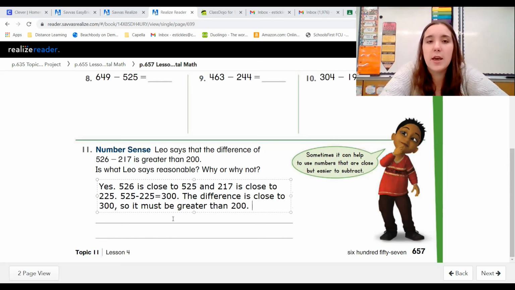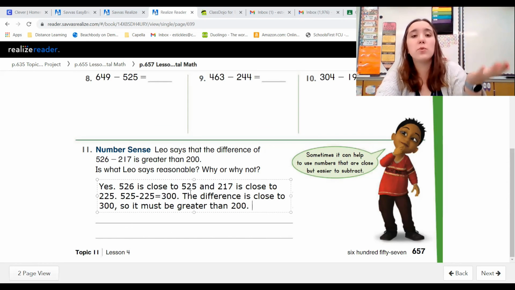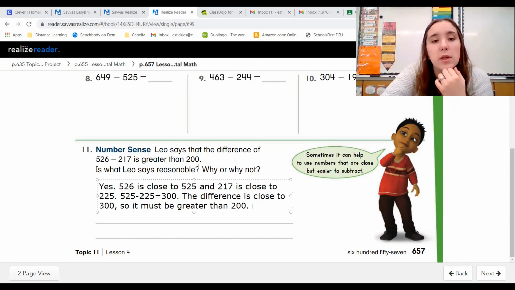So what they did is they found numbers that were closer to easier numbers to work with, and then they did the subtraction, and they found that the answer was more than 300. So that means that it definitely has to be bigger than 200. So Leo is reasonable, and that's why. We're going to turn the page and do a couple more problems.